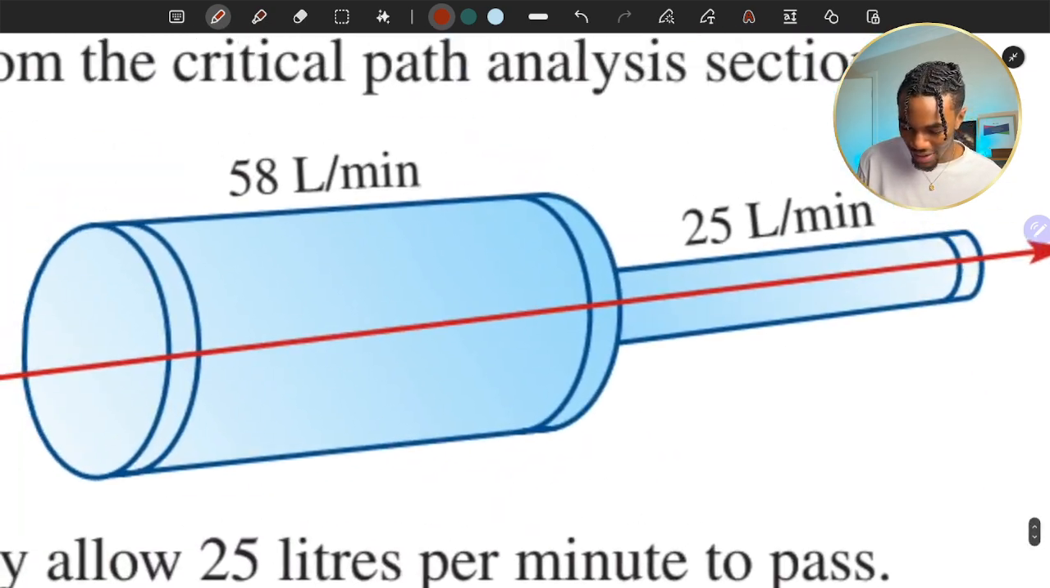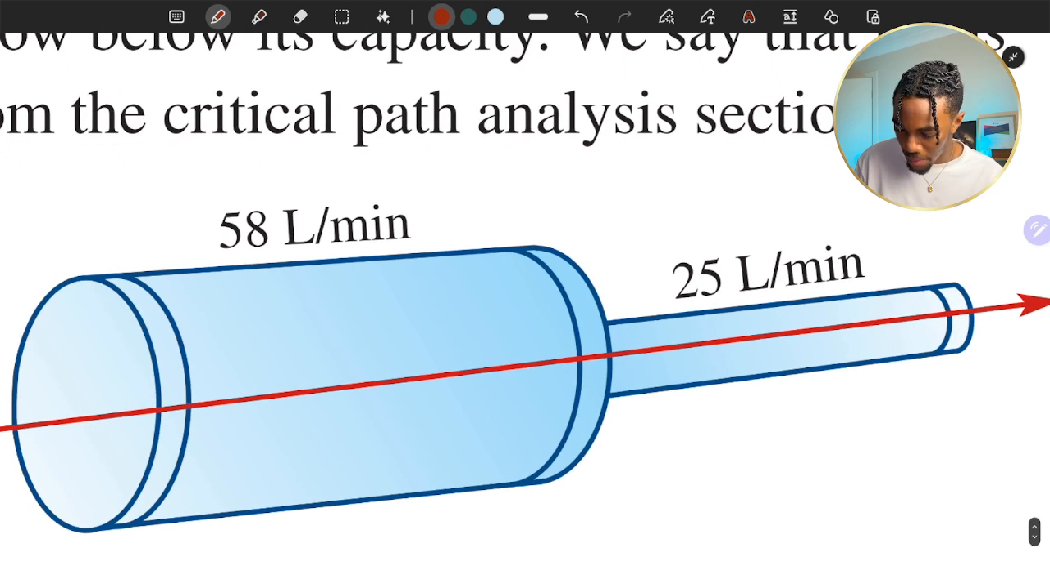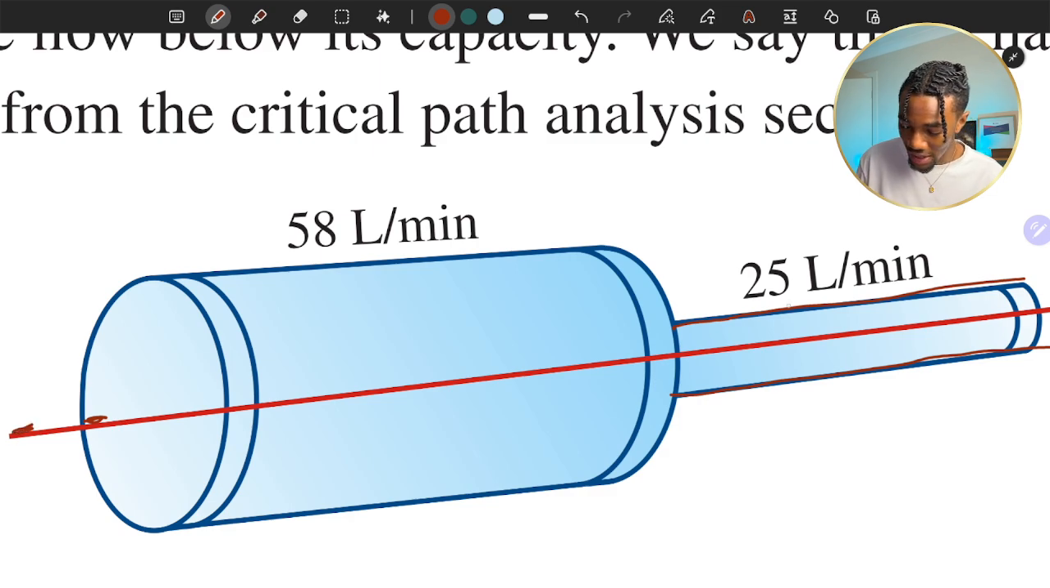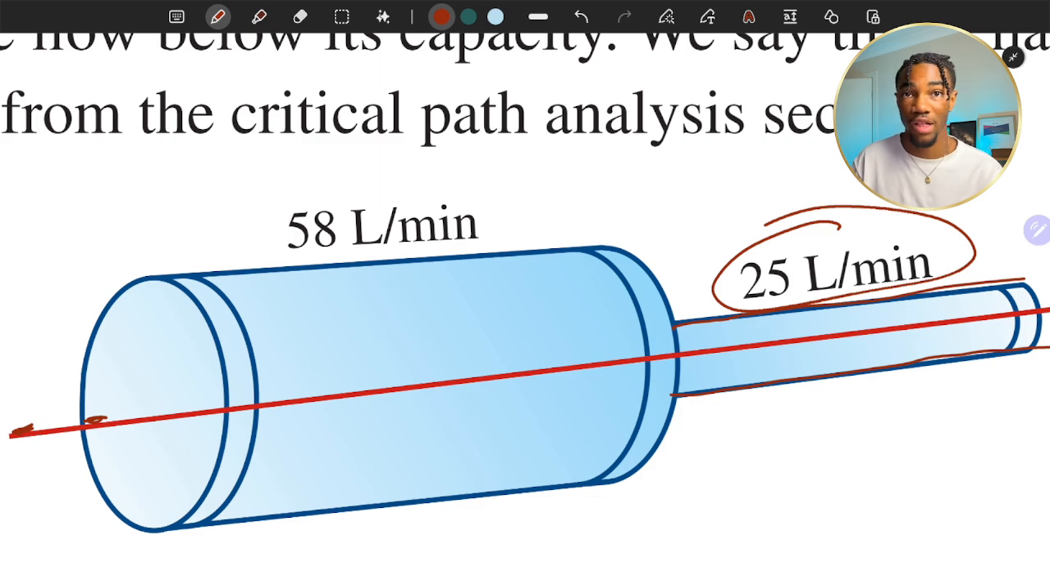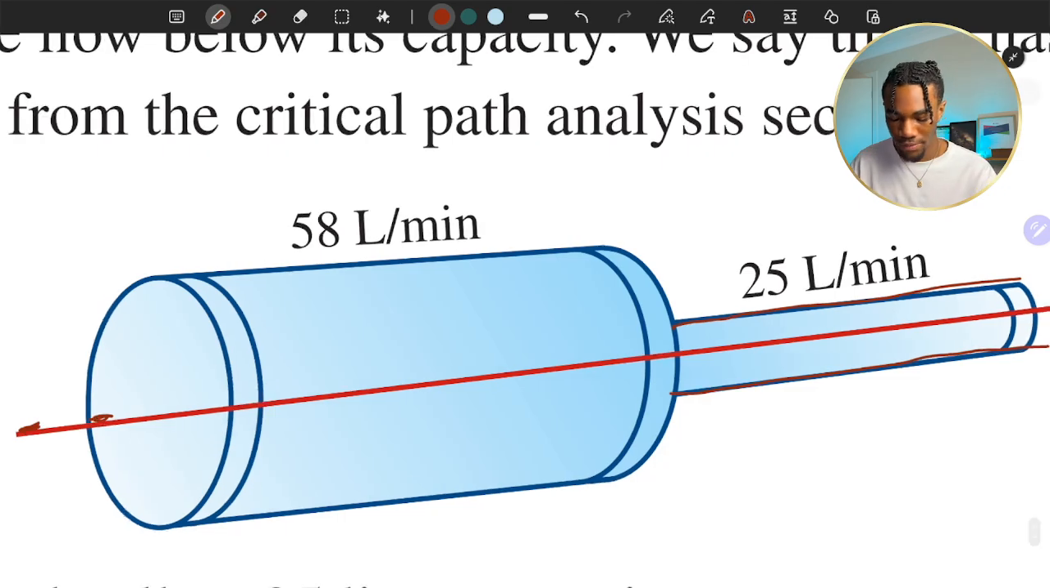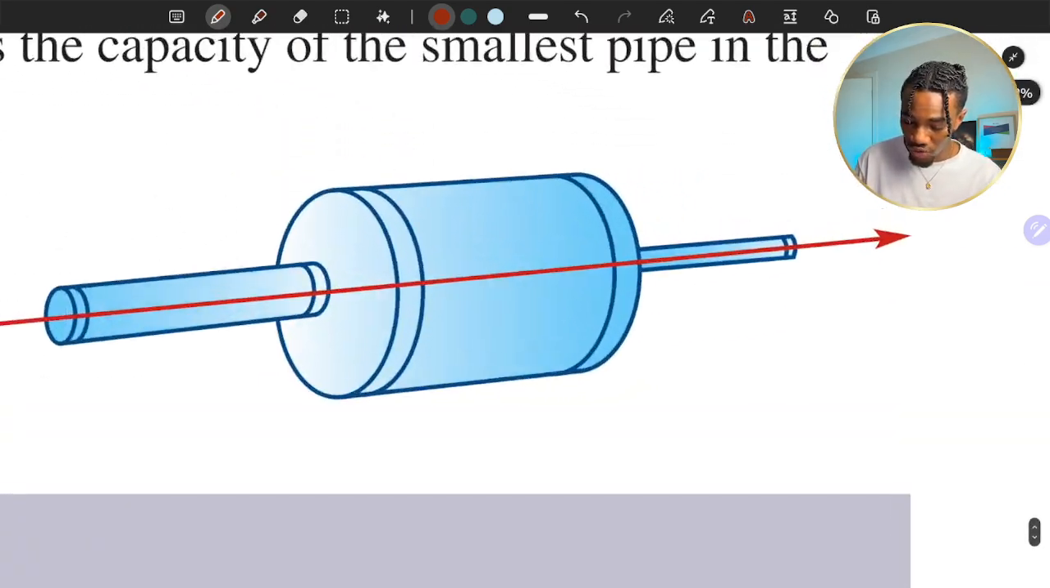But basically, if we wanted to fit that drink down this pipe, it would be limited by this 25. We can only fit 25 liters through this whole thing, so this is going to be capped at 25. Same if we have a pipe going like this: the amount we put in at the start is going to be equal to 25. The end part is capped at 25, so there's no point putting 58 in here because it's not going to fit in a minute.